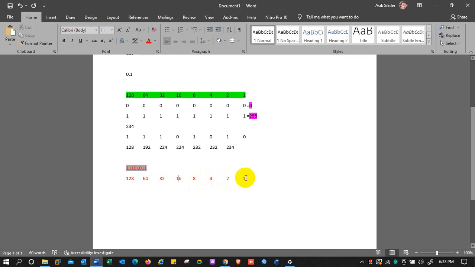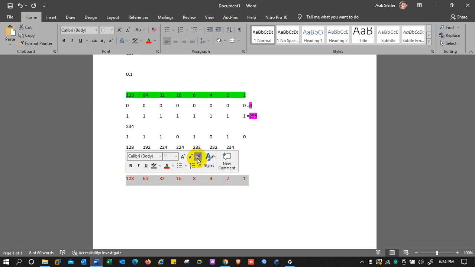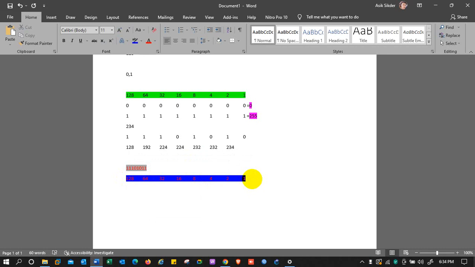So if we add, then the result will be the same. That means 1 plus 1 is 2, 2 plus 2 is 4, 4 plus 4 is 8, 8 plus 8 is 16, 16 plus 16 is 32, 32 plus 32 is 64, 64 plus 64 is 128. So this has to be in our minds if we want to get the result within a very short time. Let's see. So now we have got a bunch of ones and zeros.